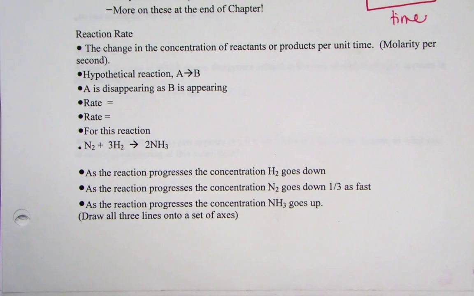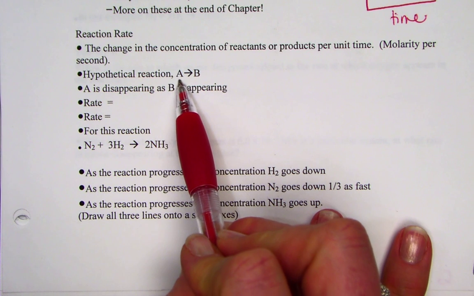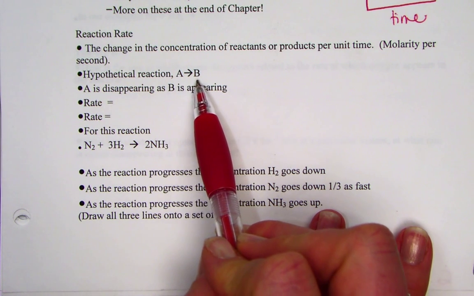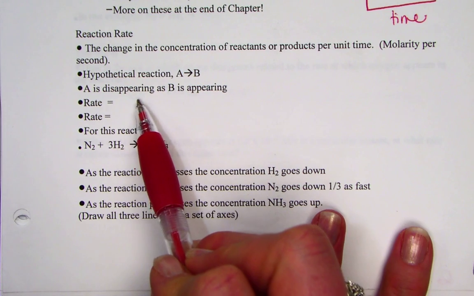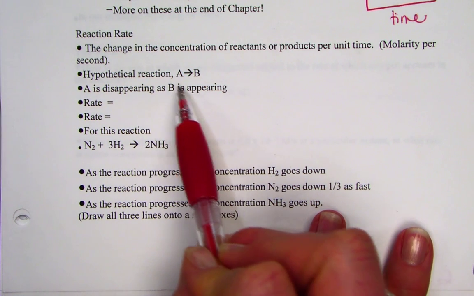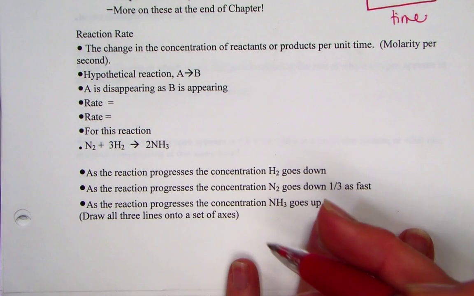If we measure the reaction rate as the change in concentration of reactants or products per unit time, we understand that as reactants get consumed, products are formed. The amount of reactants goes down, the amount of products actually increases as time is going by. So if we think about a hypothetical reaction where we have just reactant A turning into product B, A is disappearing as B is appearing. Reactants are used, products are made.